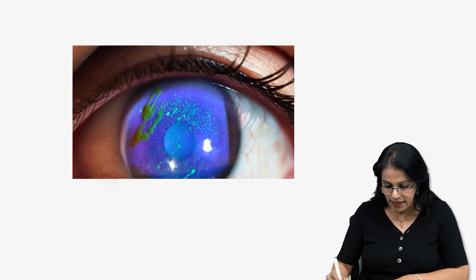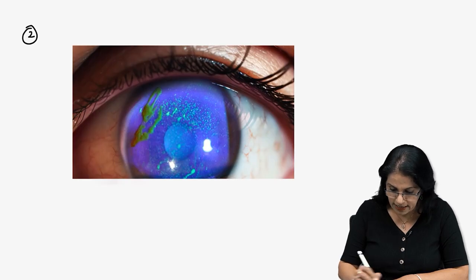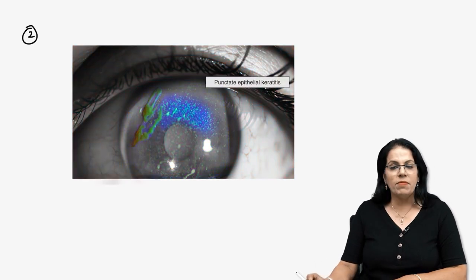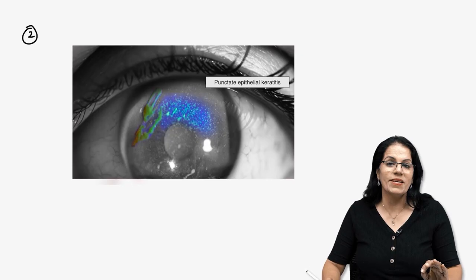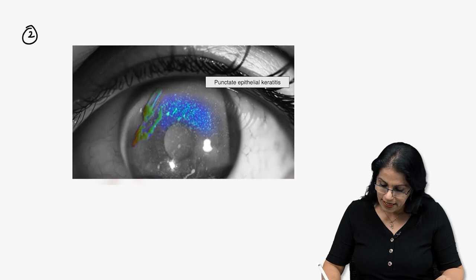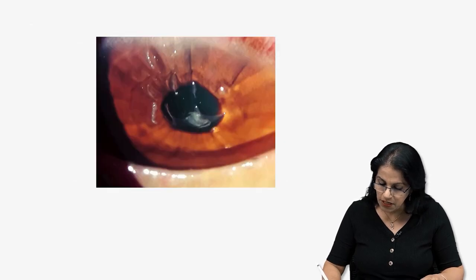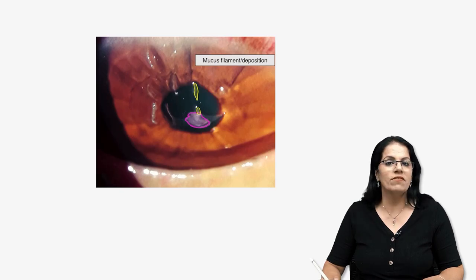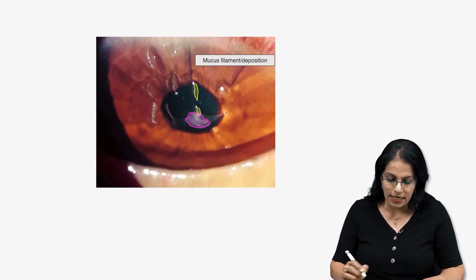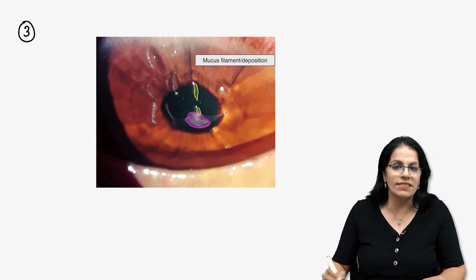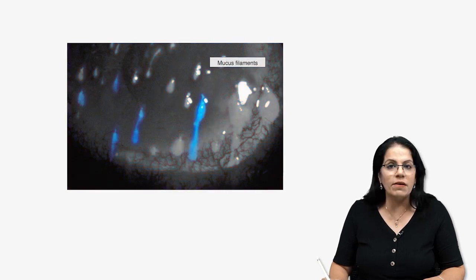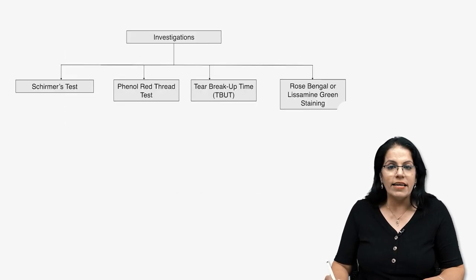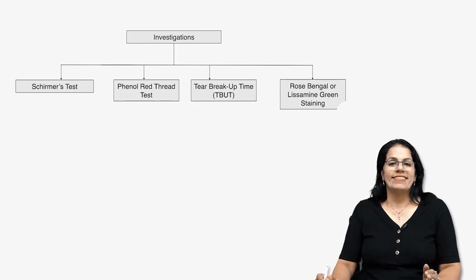We come to the next finding. Next finding is, look at this. This is punctate epithelial keratitis. So, you may get these punctate lesions if especially the precorneal part is involved. Number 3, we may get all these mucus deposits. Filaments are all deposited, excessive mucus deposits, right? And of course, this is again the mucus filaments, right? These are the findings for dry eye.